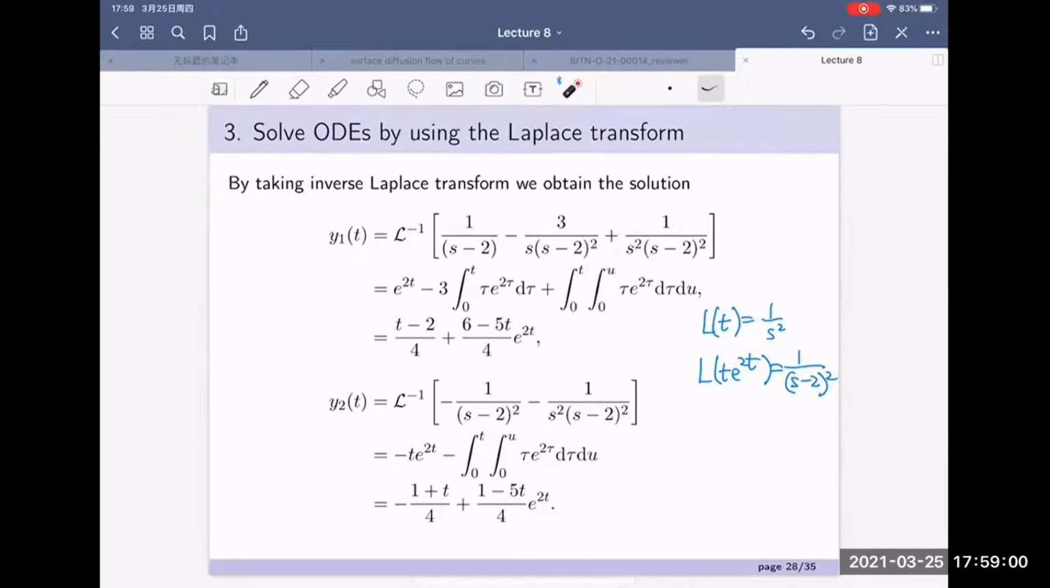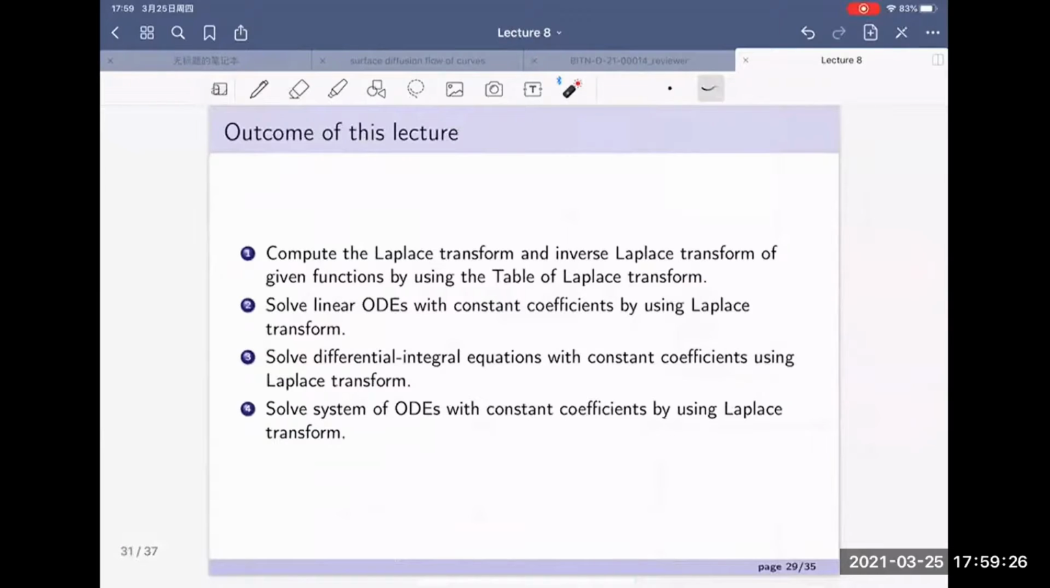Okay, so then you can get y1, you get y2, just apply inverse Laplace transform and use the property of inverse Laplace transform. So the property includes that if you have 1 over s, you have an integral in the inverse Laplace transform. If you have 1 over s squared, you have a double integral. Okay, so that's all for today.